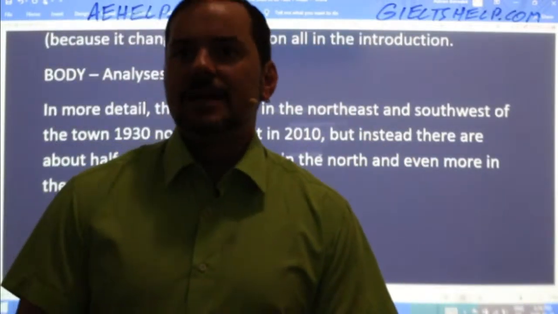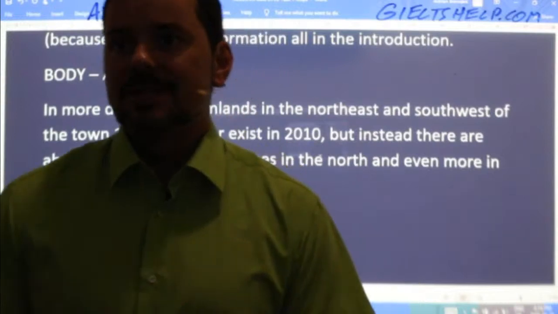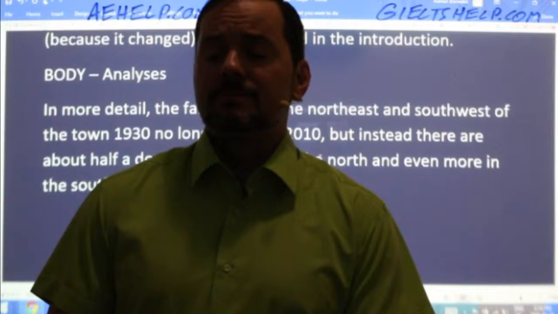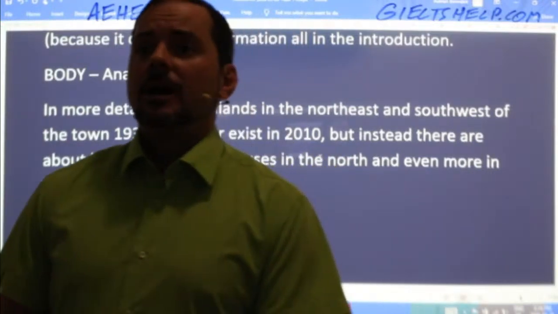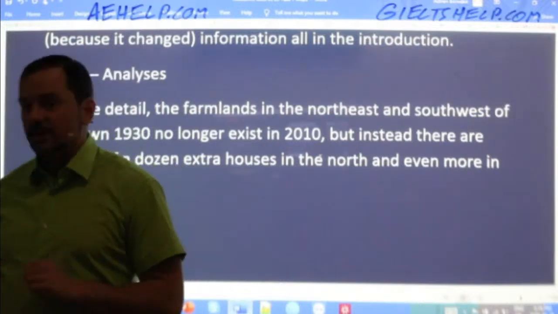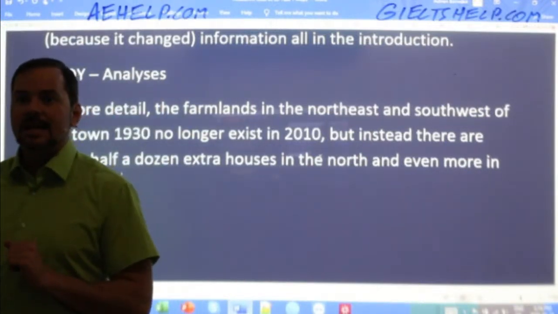Amir says, after a detailed analysis, we can see that the biggest change in the city is in the farmlands in the southwest and northeast part of the city in 1930. They no longer exist and are replaced by roughly 20 houses, not number of houses, Amir, don't over detail, okay, roughly 20 houses.